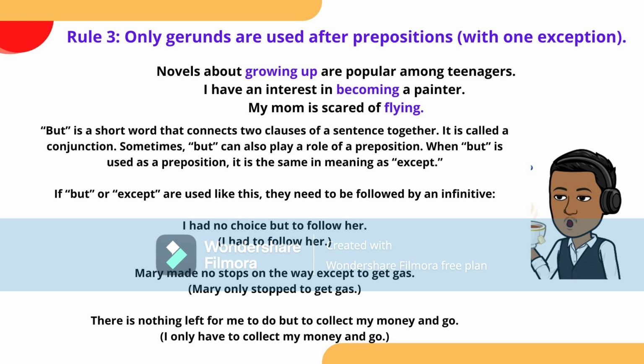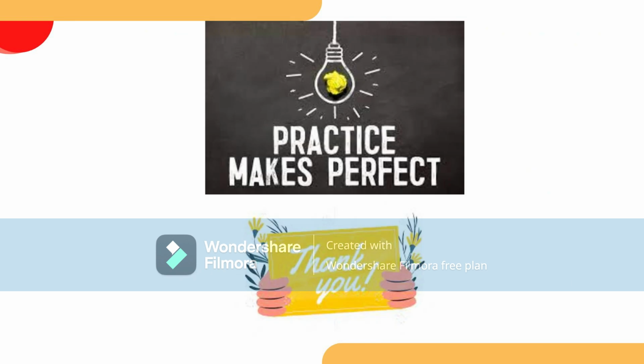As we can see so far, there are three main rules about gerunds according to this source. And as we improve our level of English, it will be easier to understand all these aspects.